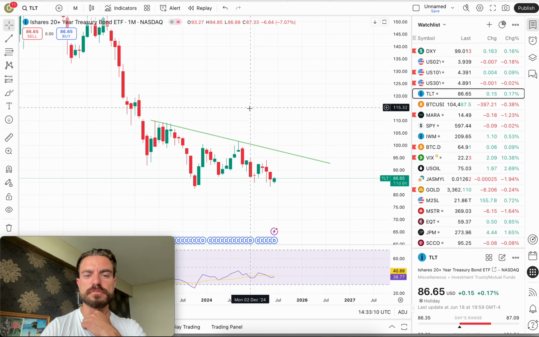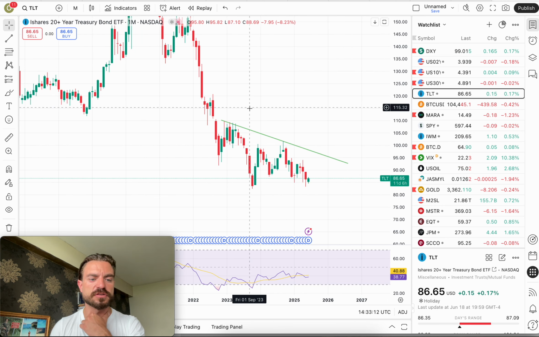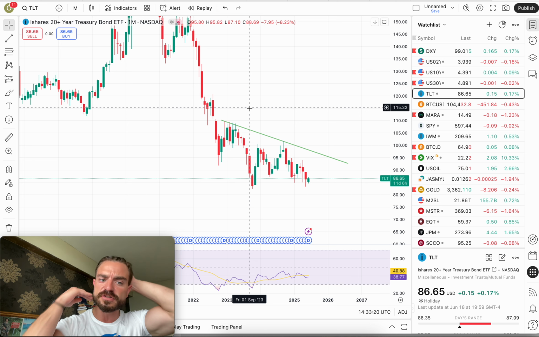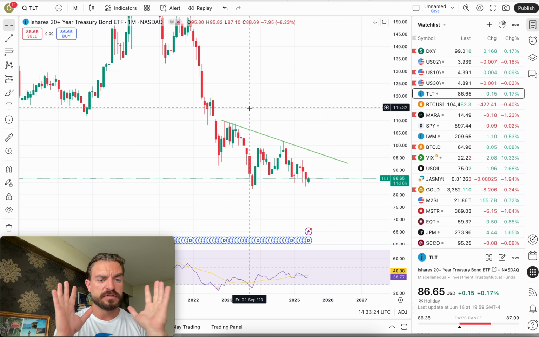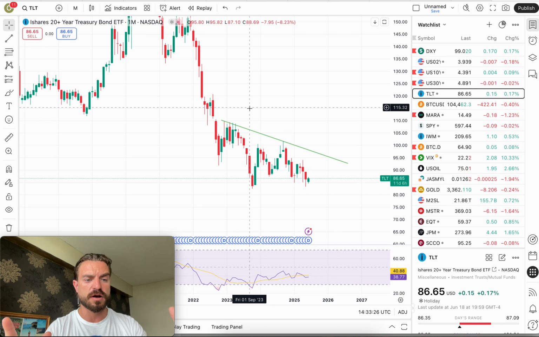TLT is the place to be, guys. If you want to consolidate, if you want to keep on buying bonds, this is the price you want. You don't want to buy something that is expensive. You want to buy something that is dirt cheap and that is hated on. Right now, TLT is kind of hated on. US bonds are hated on. This is the perfect opportunity.